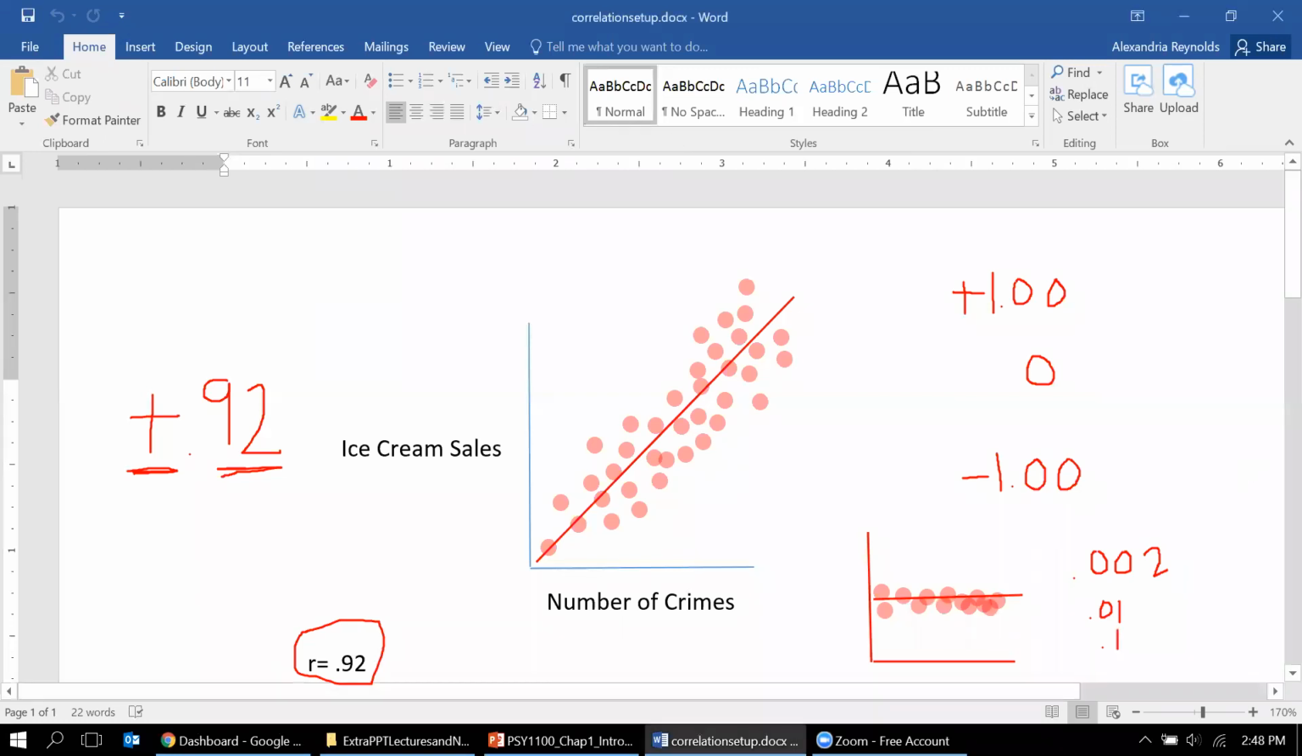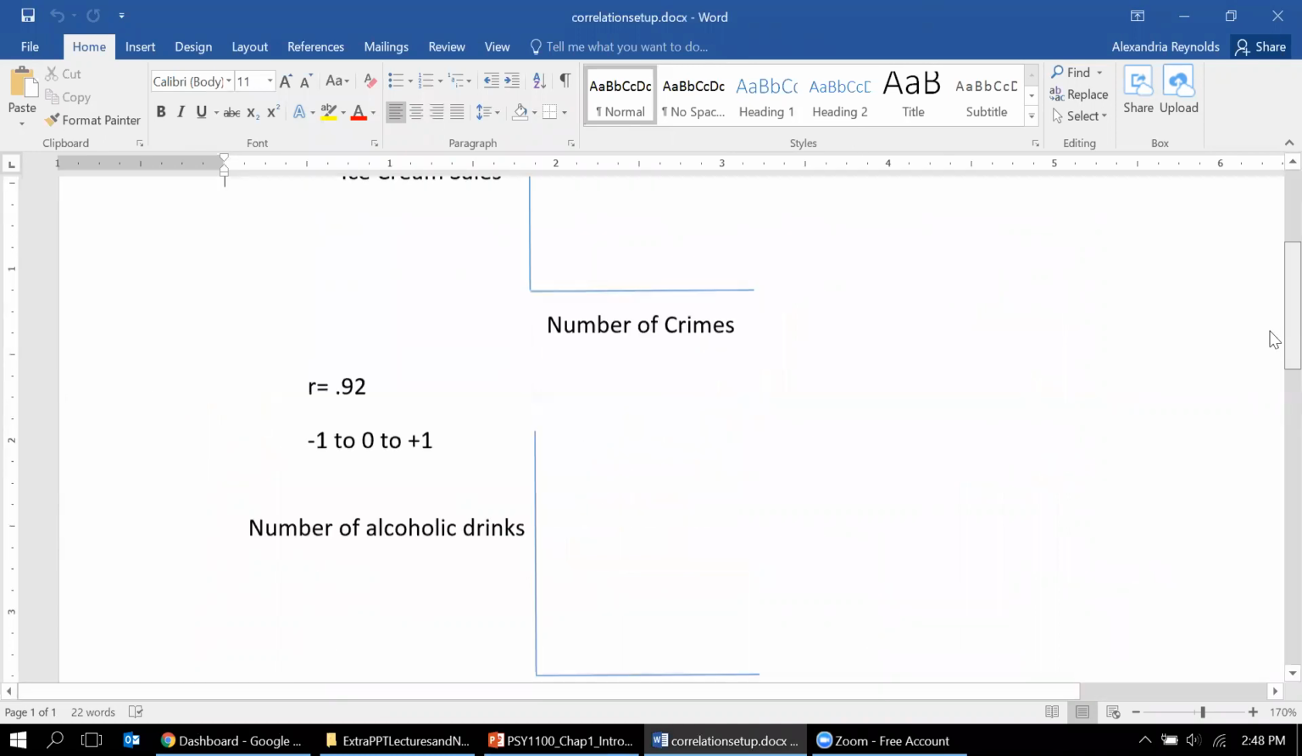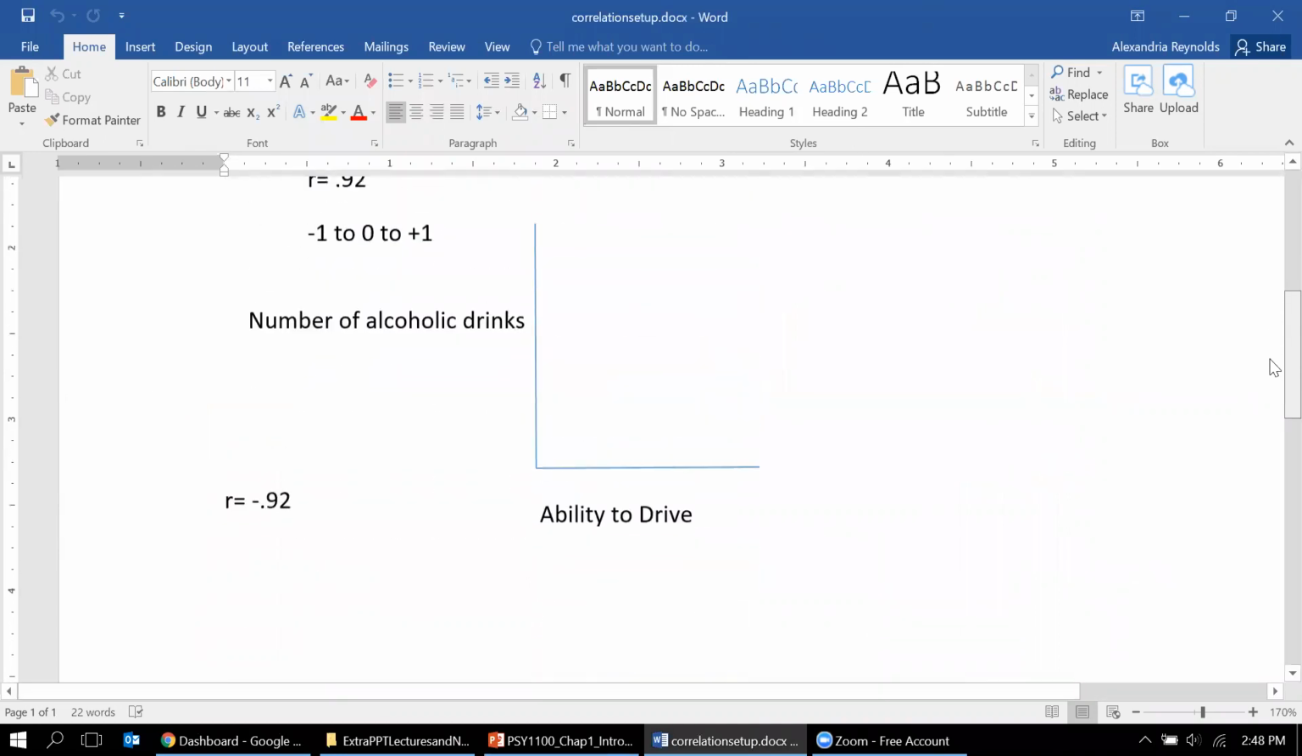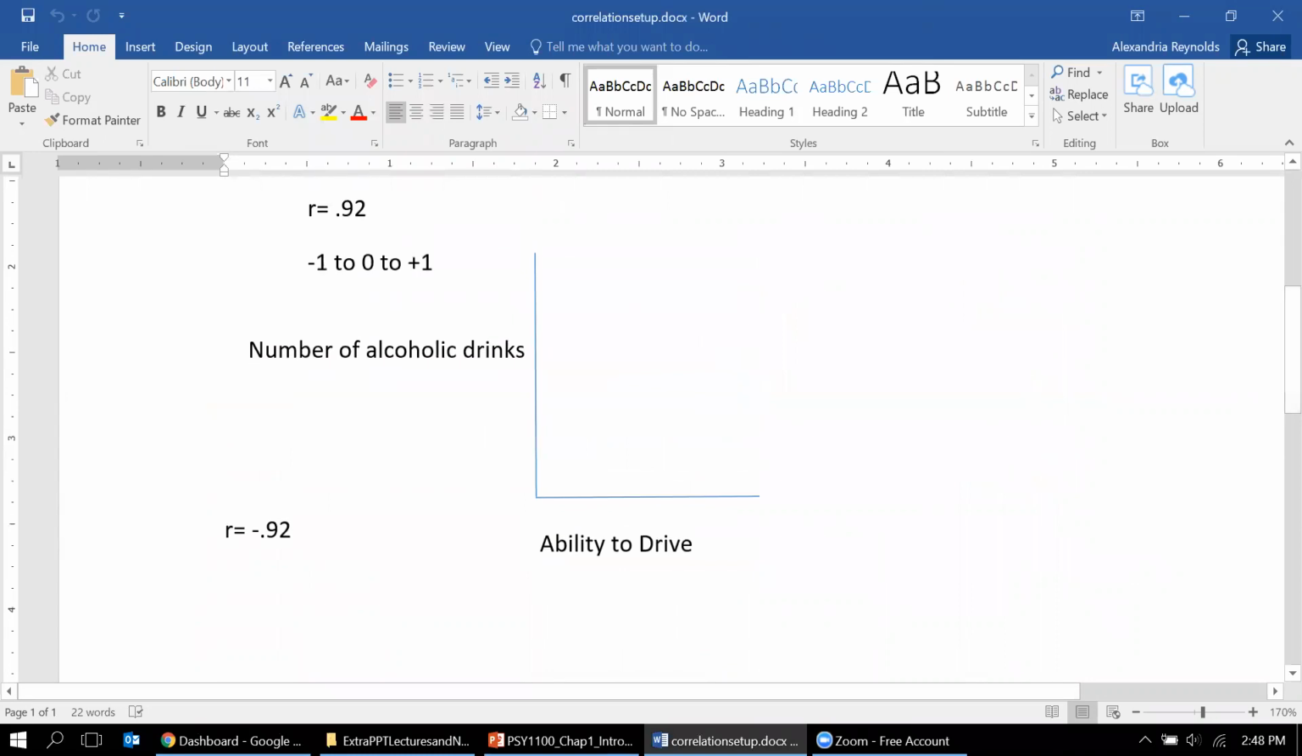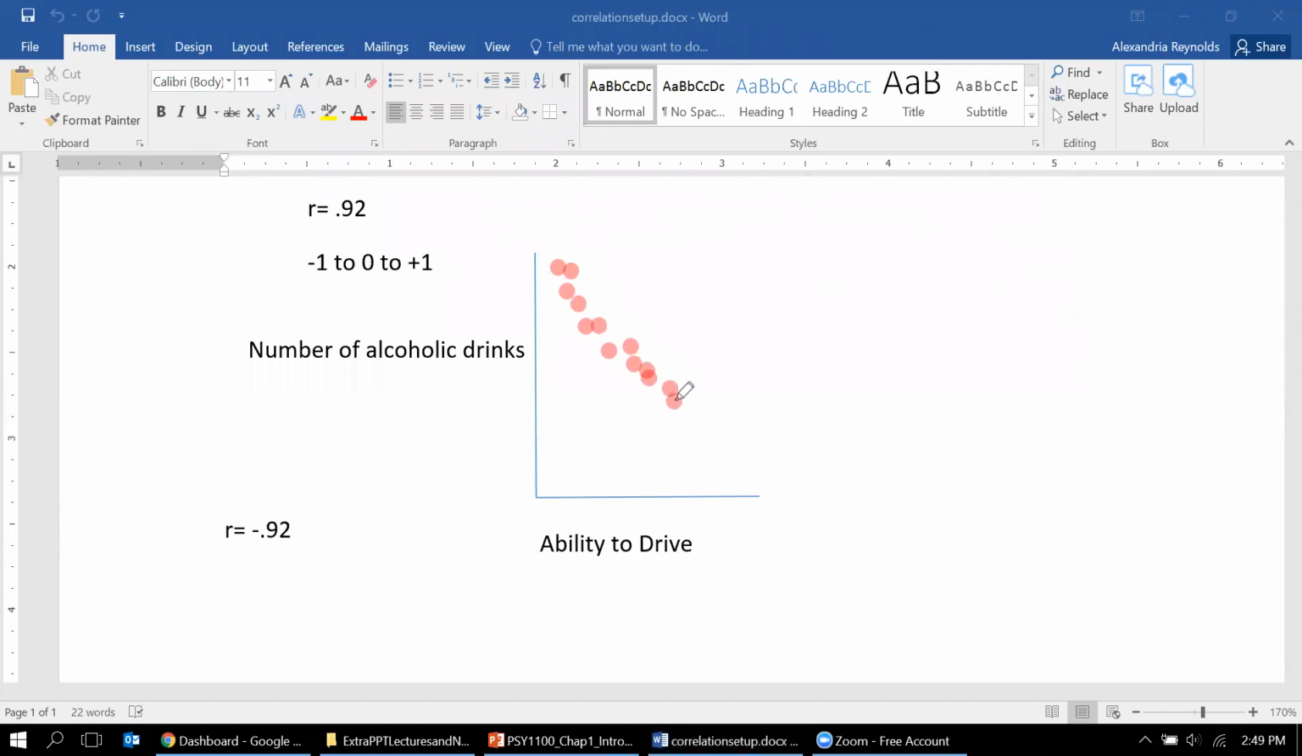Now I'm going to give you guys an example of one that is negative. So I'm going to clear this off. I'm going to show you guys an example of a negative relationship. So a good example is the number of alcoholic drinks. The more drinks that you drink, the worse you're driving. The more alcoholic drinks you consume, the worse that you drive.